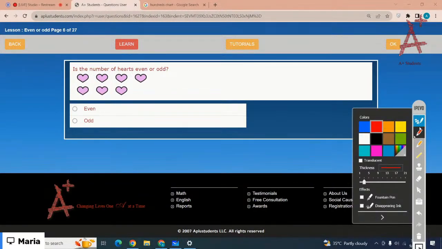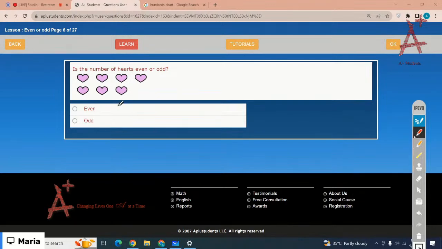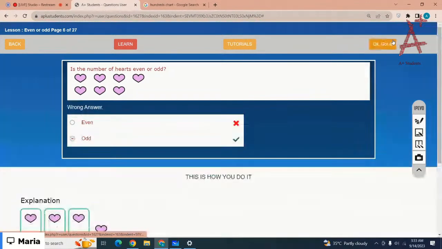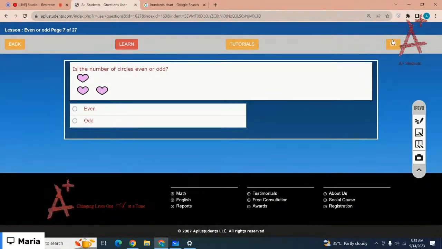The correct option is even, right? Oh, odd. Sorry. You're left with one. You don't have the pairs completed. That would be odd, right? Okay, is the number of circles even or odd? Which is the correct option?